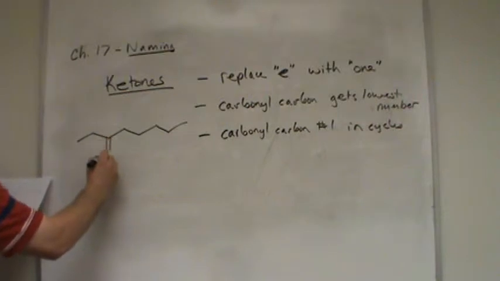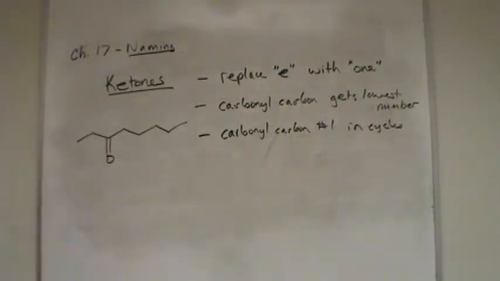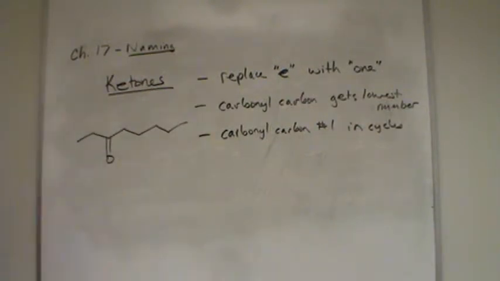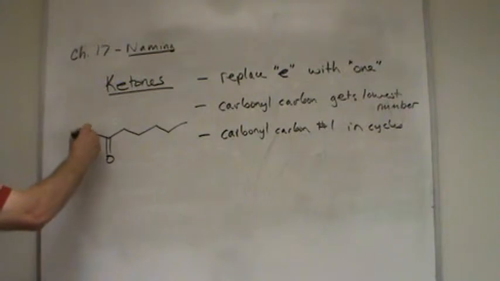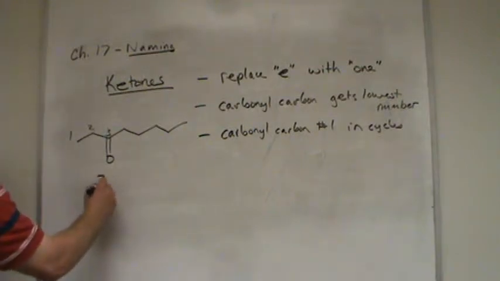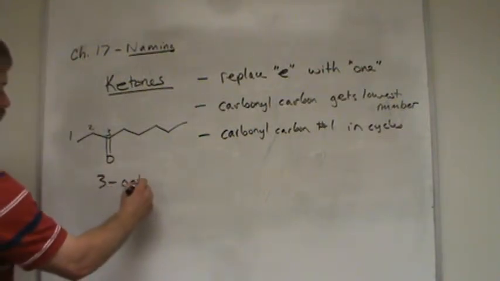Okay? Let's name this compound. So the longest chain that's got the ketone is 1, 2, 3, 4, 5, 6, 7, 8. Octane would be the parent hydrocarbon. So it'd be octanone. And now we got a number. We can either number starting here with 1 or starting here with 1. Starting from the left, the carbonyl carbon gets the lowest number it can, 3. So it would be 3-octanone.